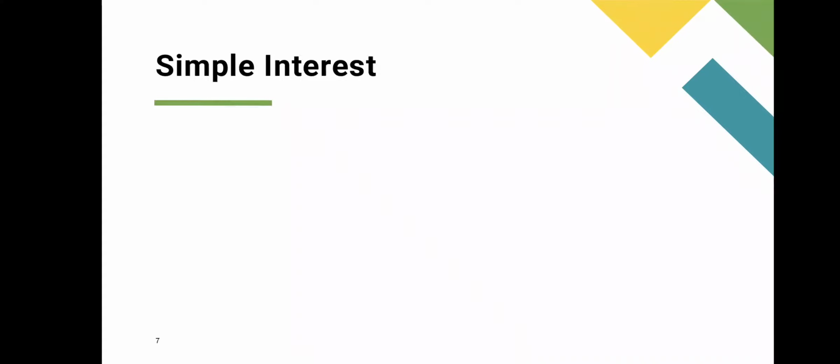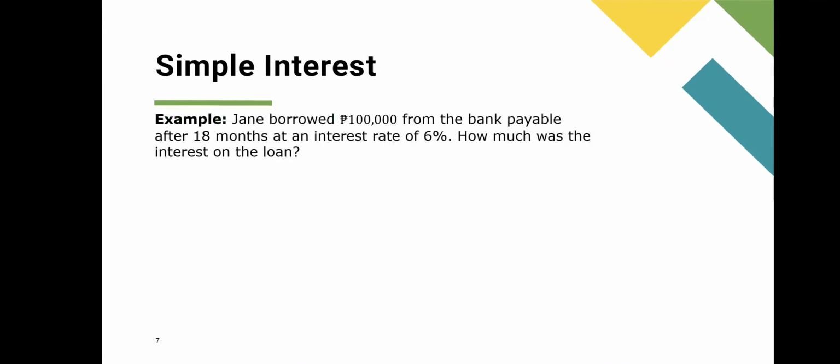Let us have a few examples. First, Jane borrowed 100,000 pesos from a bank payable after 18 months at an interest rate of 6%. How much was the interest on the loan? Solution. First, let us identify what we know. We know that 100,000 pesos is our principal amount. Then the rate is equal to 6%.